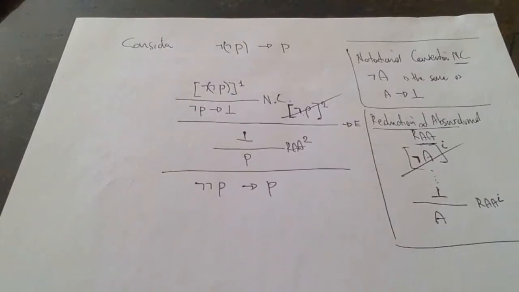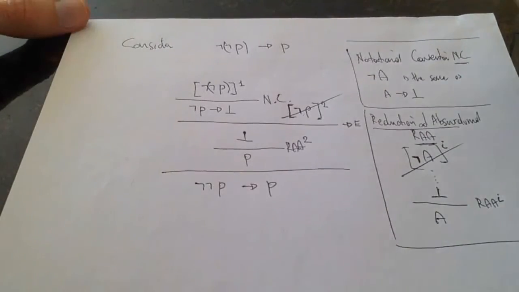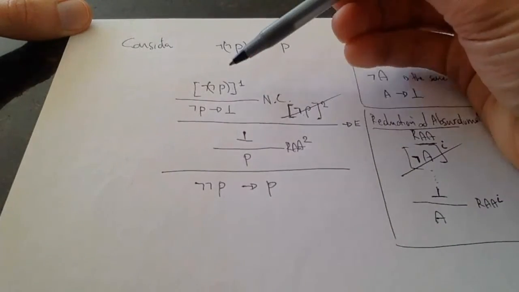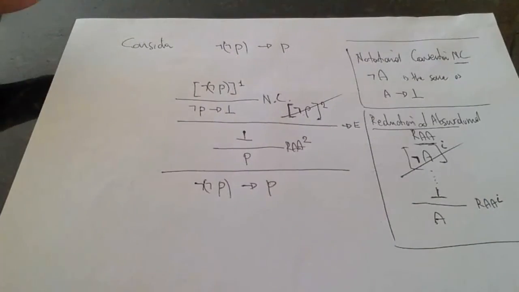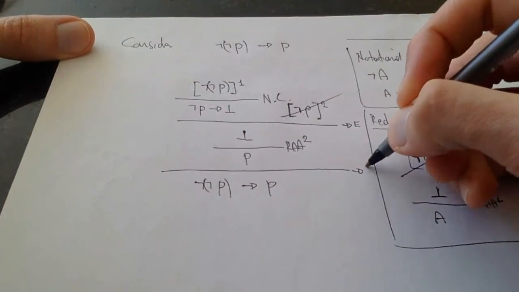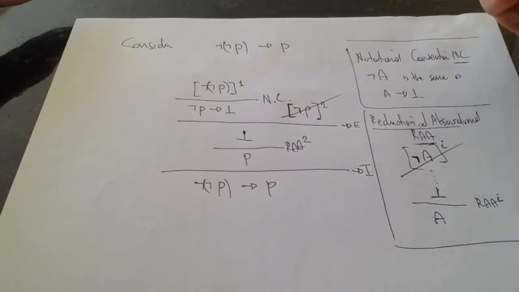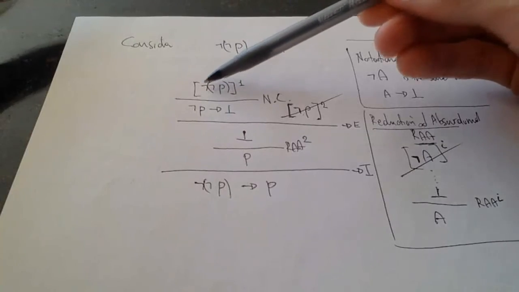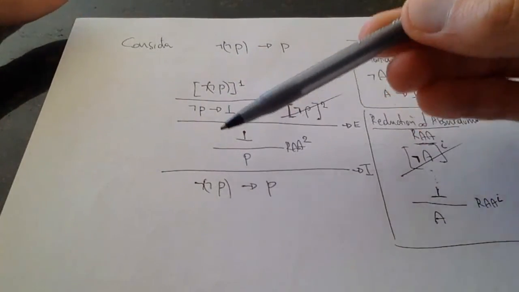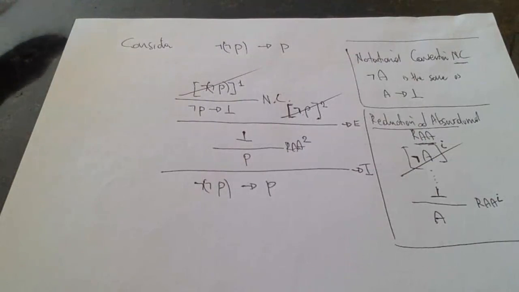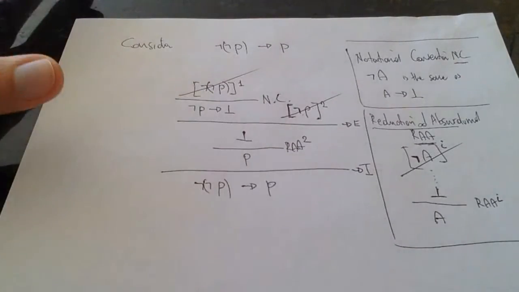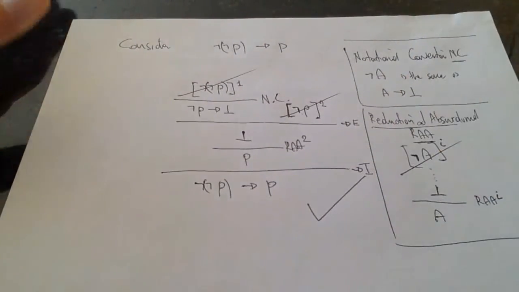And now my derivation is complete. I got to P. I early on assumed not not P, with implication introduction. Now I write not not P implies P, so I can cancel my assumption as well. And so now I have a derivation of not not P implies P, and therefore I'm done.